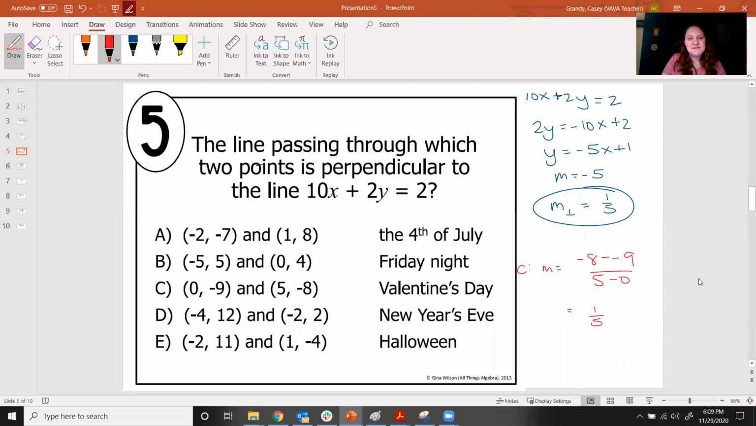So as you worked through this, you should have solved for y in our equation and put it into the form y equals mx plus b. To do that, I subtracted 10x from both sides and then divided everything by 2. So the slope of the given line is -5. Because I'm looking for a perpendicular line, I want the opposite reciprocal slope. The opposite reciprocal of -5 is a +1/5. So I'm looking for the 2 points that have a slope of 1/5. As you work through these, you should have gotten C has a slope of a +1/5.